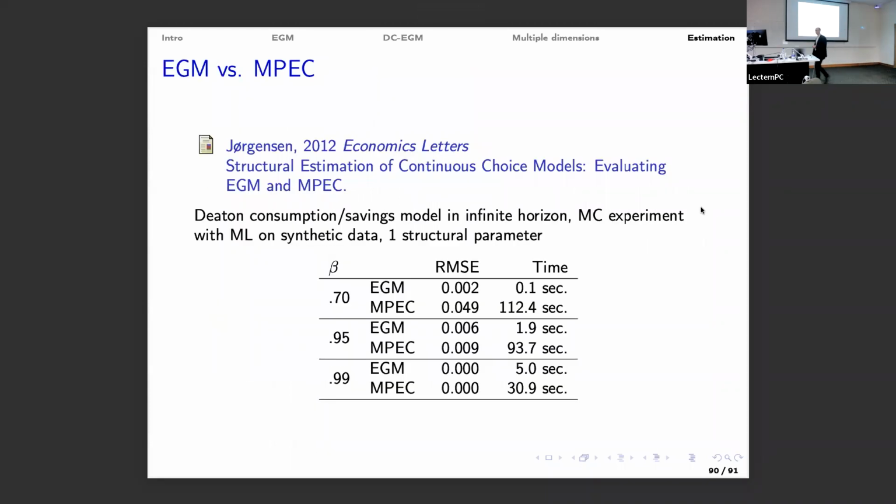Let me conclude with this result, which compares an estimation exercise, and the comparison is between the MPEC and an NFXP approach with EGM used as a solver. And you can see that the EGM approach just blows the MPEC out of the water in terms of time, and that's what you would expect with any other method, just because the solver is so fast.